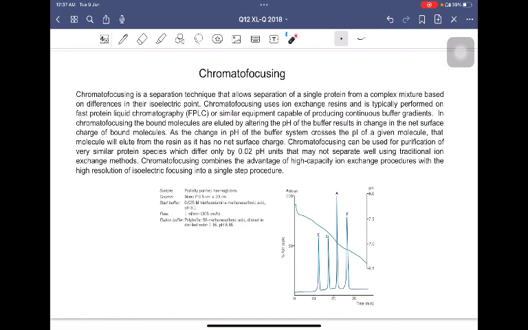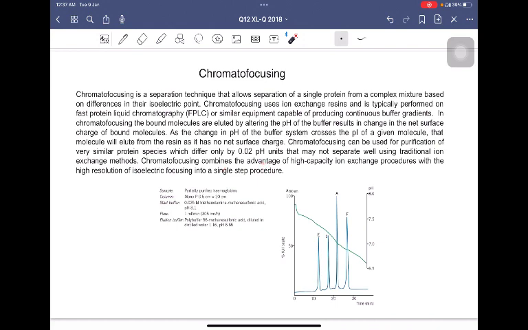Depending on that, we actually perform ion exchange chromatography, and whether it is a cation or anion exchanger, based on that we choose our matrix. Chromatofocusing is also very similar to ion exchange, but the difference is that it gives a better resolution, because it can separate proteins which differ only by 0.02 pH units, and it depends on the isoelectric point of the proteins.